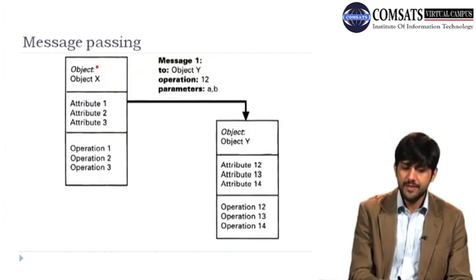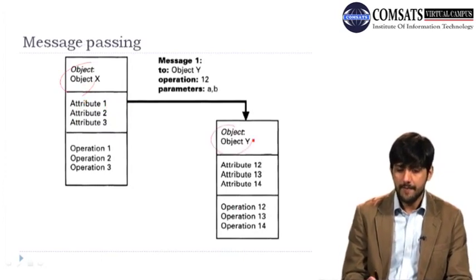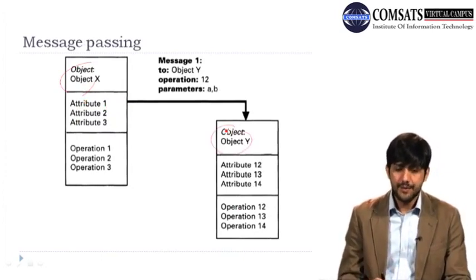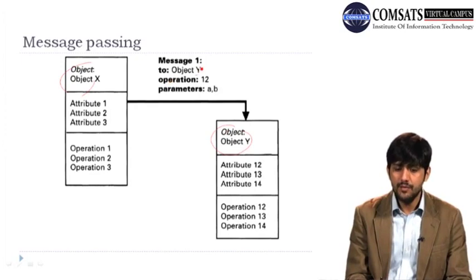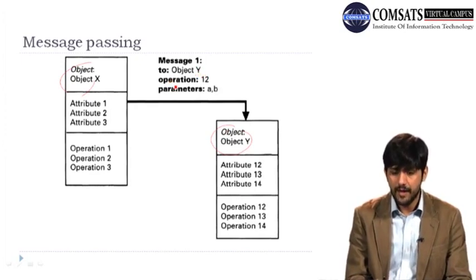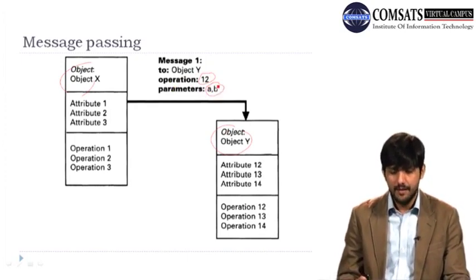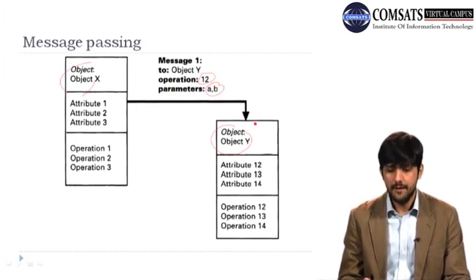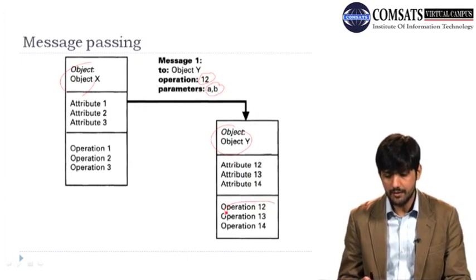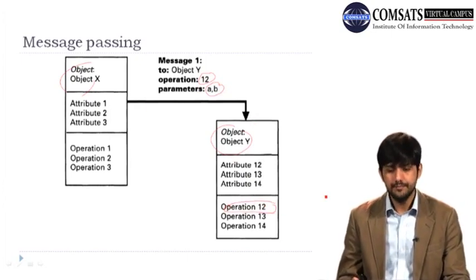For example, we have these two objects, object X and object Y, and they can be of different classes. What we are doing here is sending message 1 to object Y with operation 12, and parameters are passed, for example, A and B. On the basis of this message, this particular operation will be invoked.